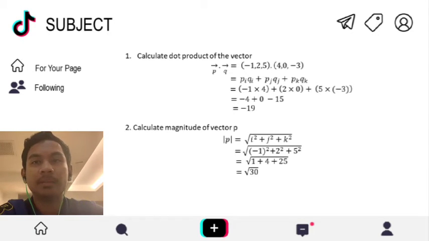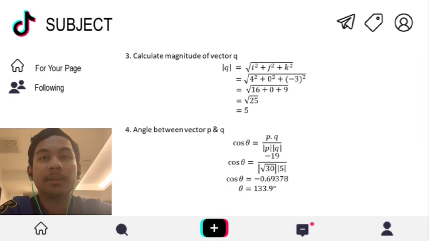The second step, calculate magnitude of vector P. P equal root square of i square plus j square plus k square. The answer is -1 square plus 2 square plus 5 square. And then we get 1 plus 4 plus 25. The answer last is root 30.